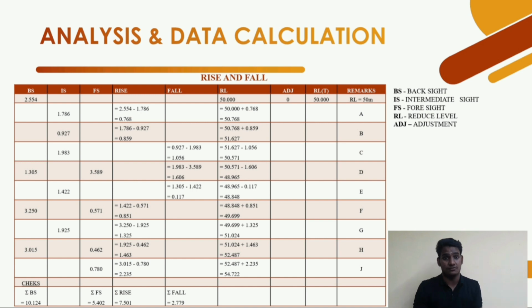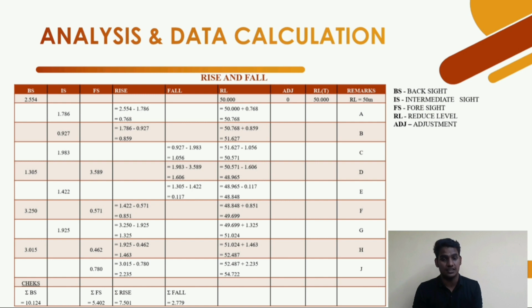Then move the staff to C and take the reading. This will be another intermediate sight, which is 1.9683. Then move the staff to C and take the reading. This will be another intermediate sight, which is 1.983. Then move the staff to D and take the reading. This will be the foresight, which is 3.589.